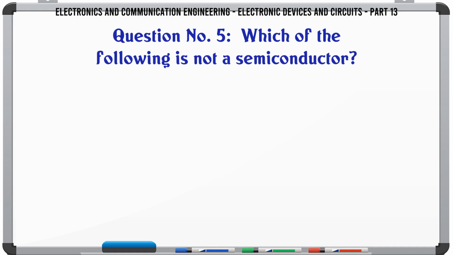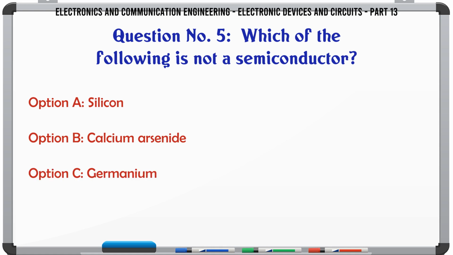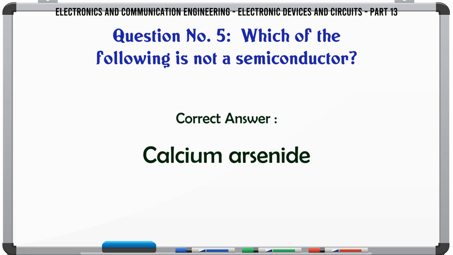Which of the following is not a semiconductor? A. Silicon, B. Gallium arsenide, C. Germanium, D. Zinc sulfide. The correct answer is gallium arsenide.